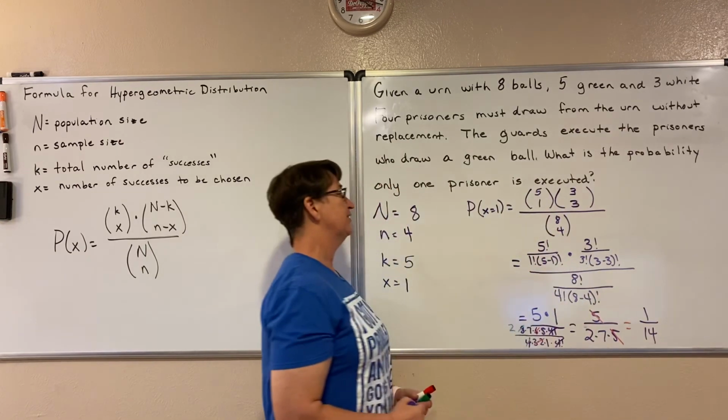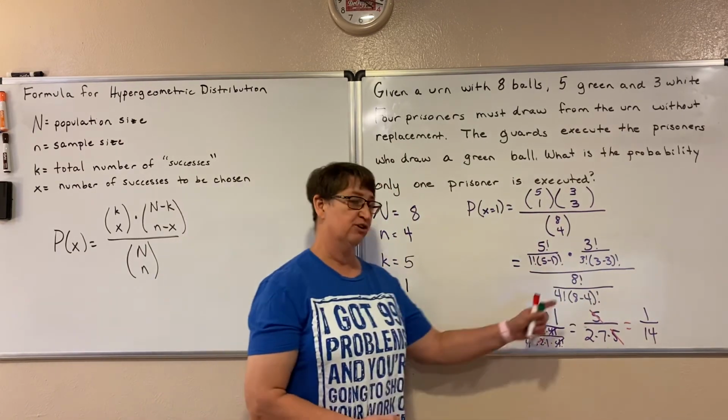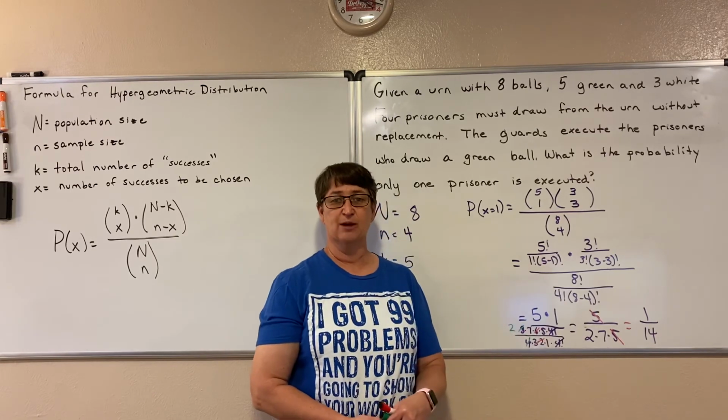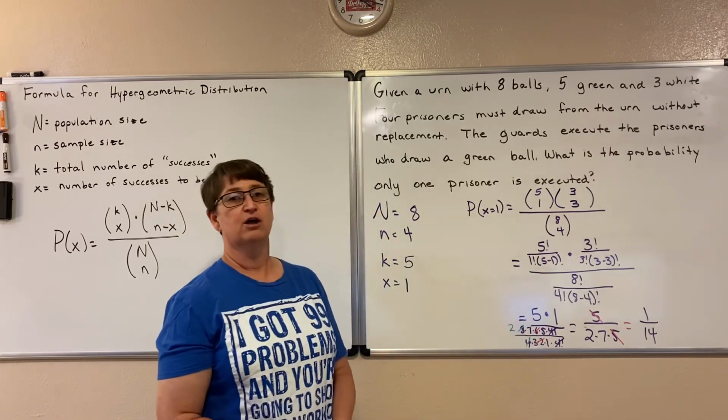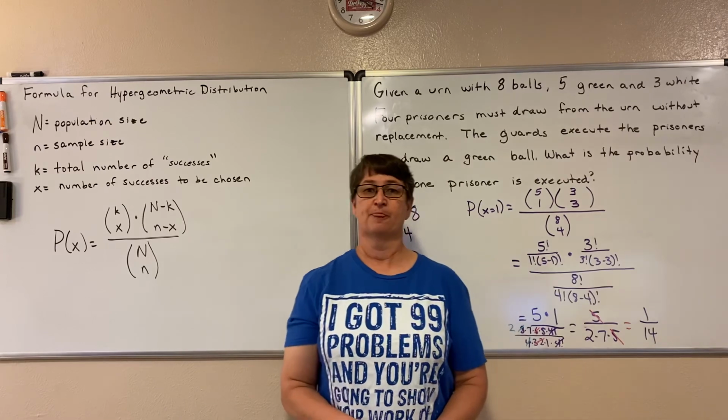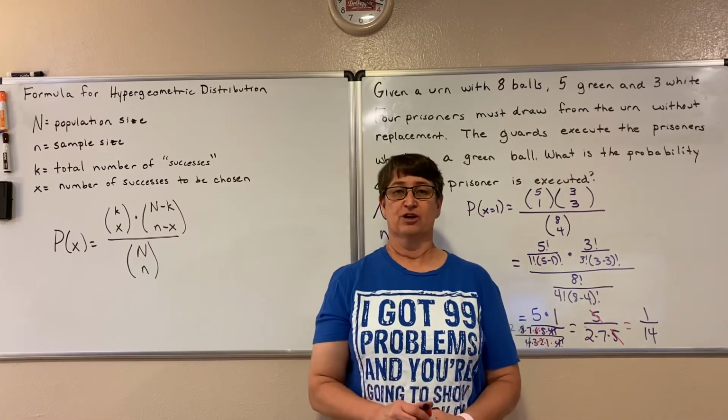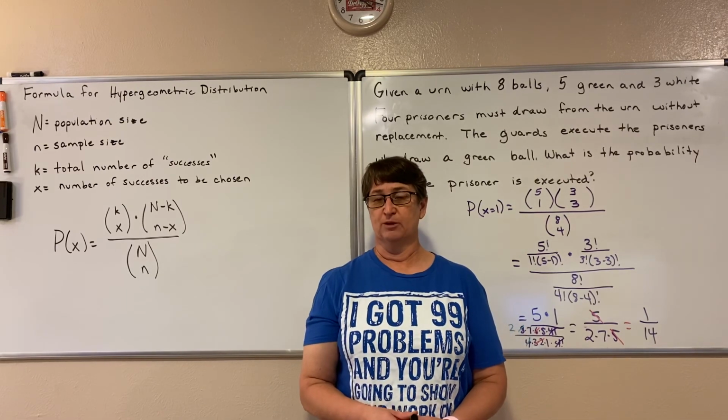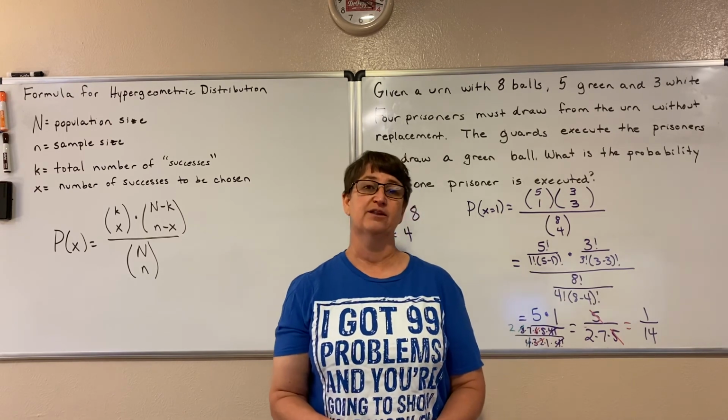So the probability that only 1 prisoner is executed is 1 out of every 14 times that 4 prisoners draw the balls from the urn. So that's how we use the hypergeometric distribution formula. I'm going to do another example in the next video.